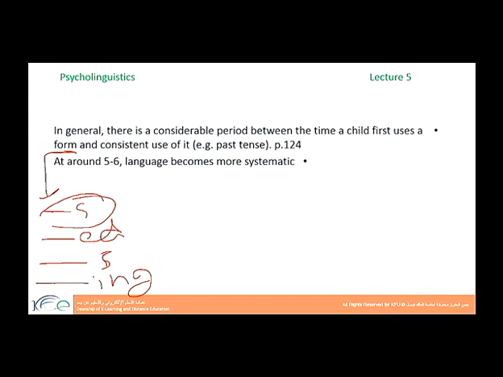At around 5 to 6 years, language becomes more systematic. So consistent, correct all the way, or more systematic. Systematic as in no variation. So at the beginning, from day 1 to around 4 and something, language is variable. Sometimes the child uses the form, sometimes the child does not use the form. But around 5, 6, language becomes more systematic.